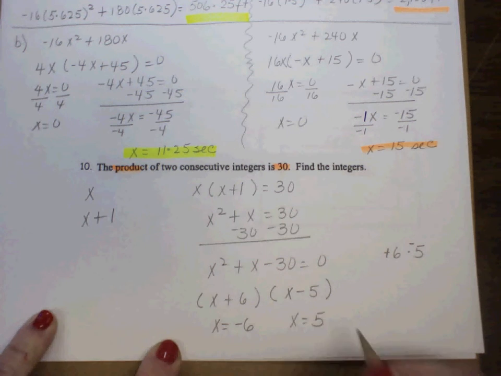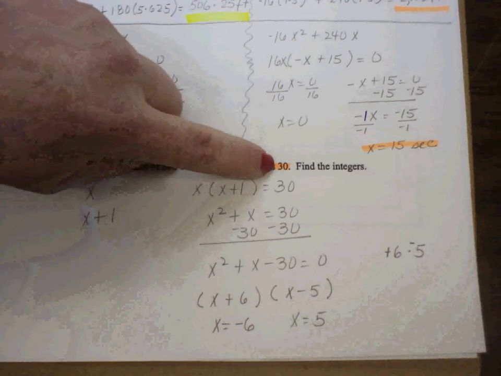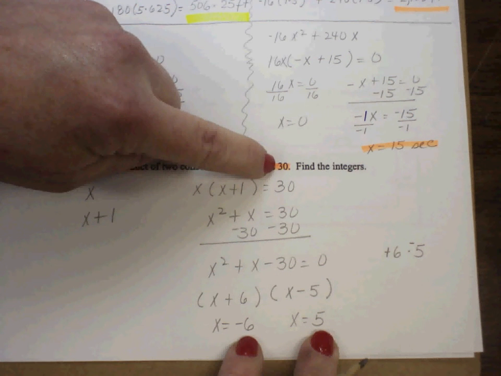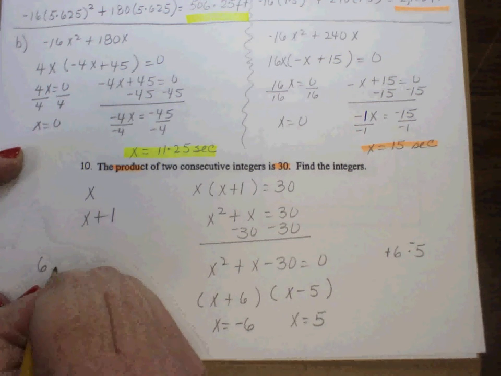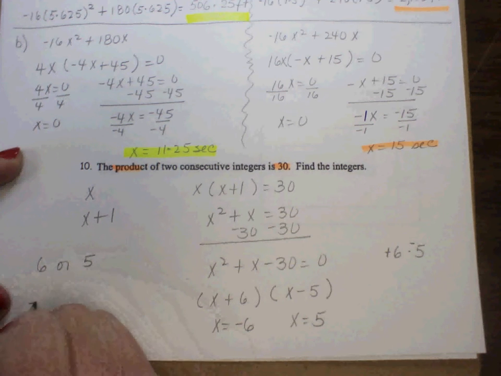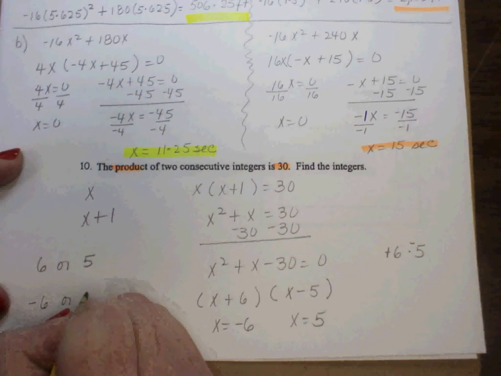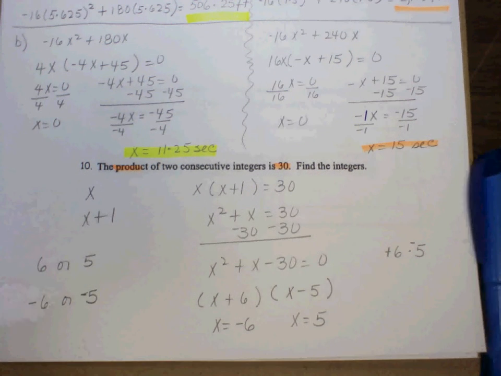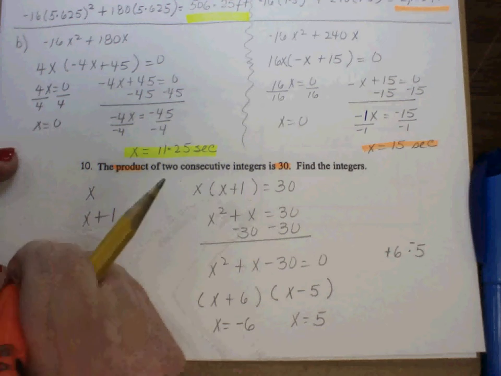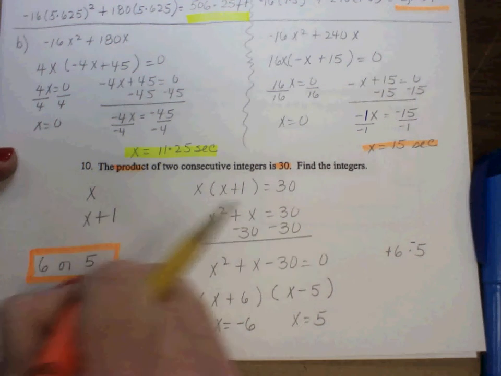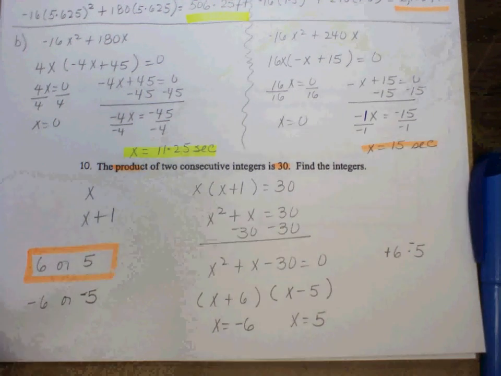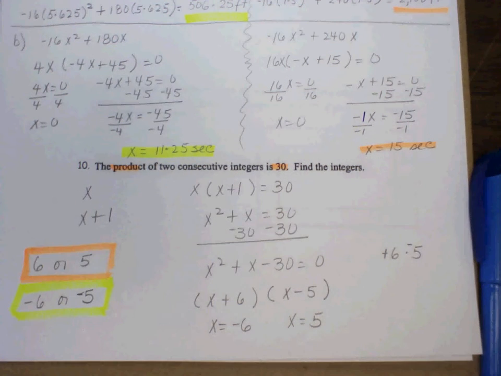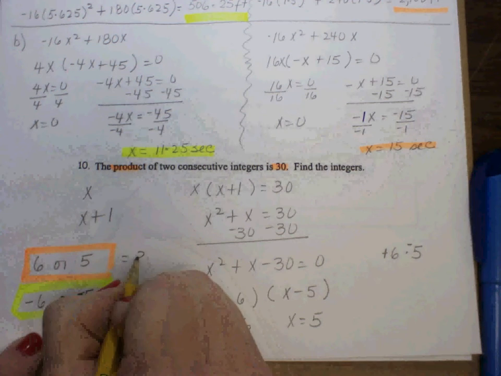If the product is 30, the numbers cannot be different signs. The numbers have to be the same sign. So what are my two numbers? Either positive 6 and positive 5, or negative 6 and negative 5. So we got two options in here. It can either be both numbers that are positive, or both numbers that are negative. Because both of those will give me, when I multiply them, positive 30.